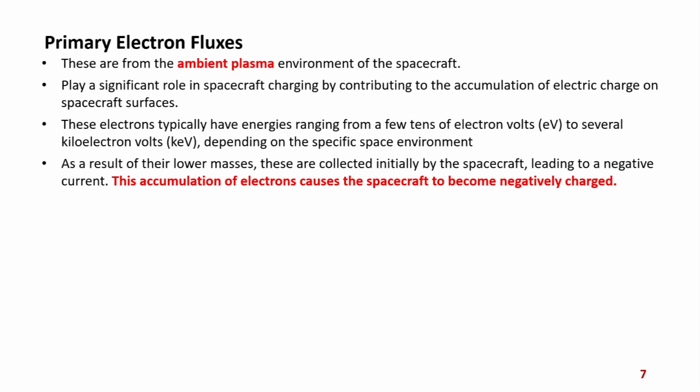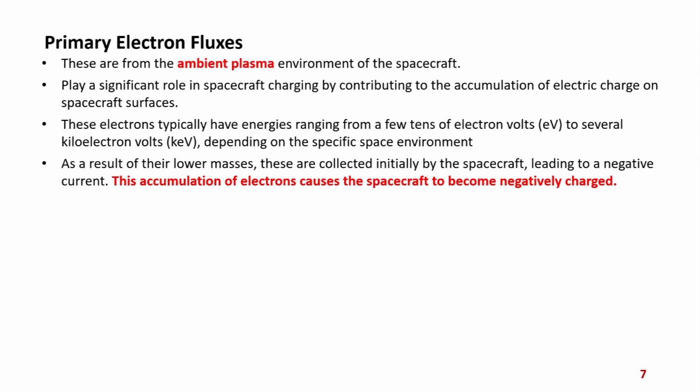Because of their lower mass, the electrons are the species that arrive first and make the spacecraft negatively charged. This process continues until we reach an equilibrium condition, where the spacecraft acquires a floating potential, or a built-up potential.